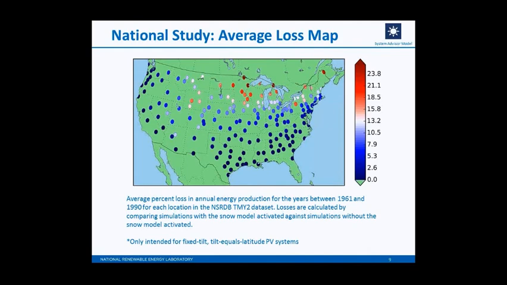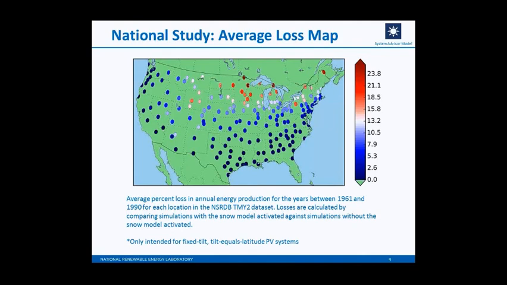And the way we calculated snow losses was by first running a simulation for each year, by the way, between 1961 and 1990. We would run one simulation without the SNOW model activated, and we would treat that as what the system would be producing if snow wasn't present. And then we ran another simulation with the SNOW model activated, and we subtracted the simulation with the SNOW model activated from the simulation without it, and then we were able to calculate how much energy snow was actually removing from the potential production from that system.